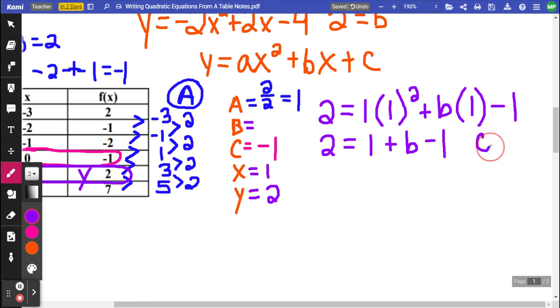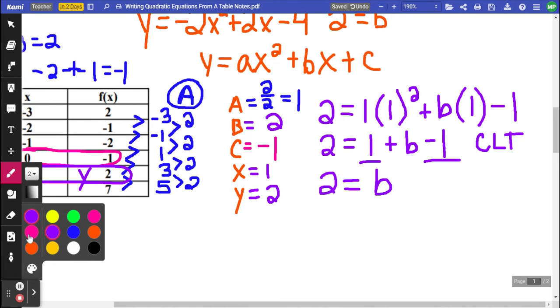Right here is where we combine like terms. 1 minus 1 gives you 0. So it went away. So what are you left with over here? B. So what is your B? 2. Now you have your A, B, and C to plug in, and now you have your equation.